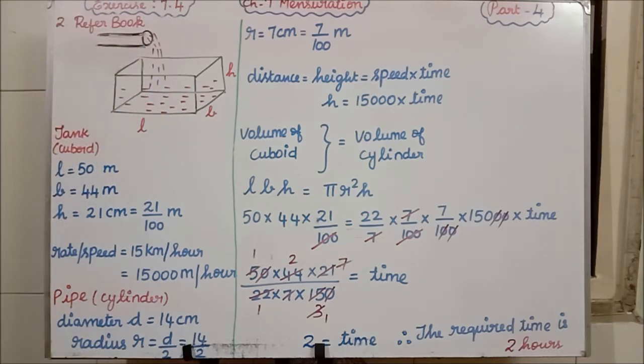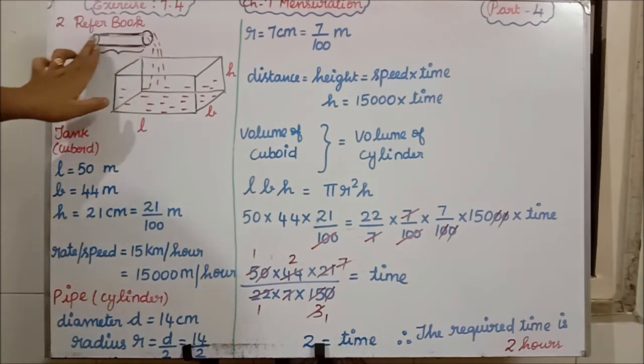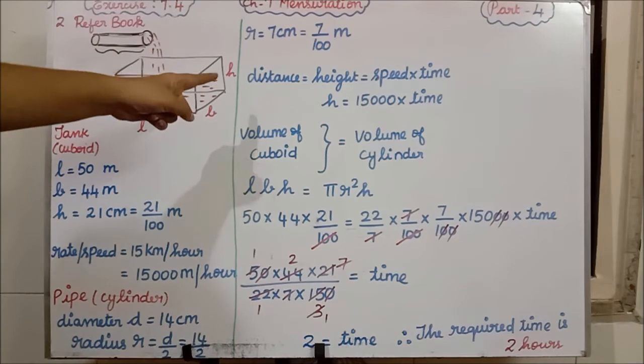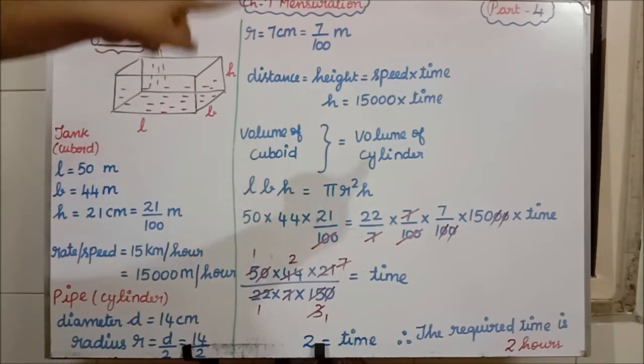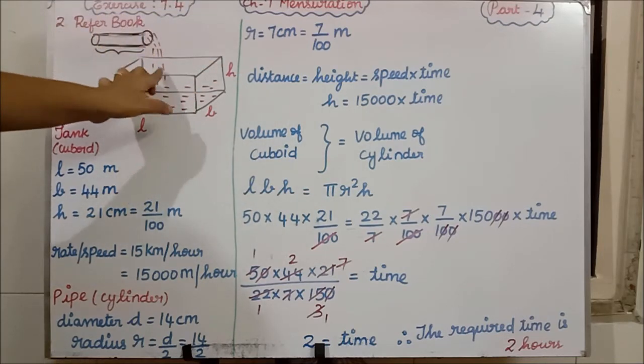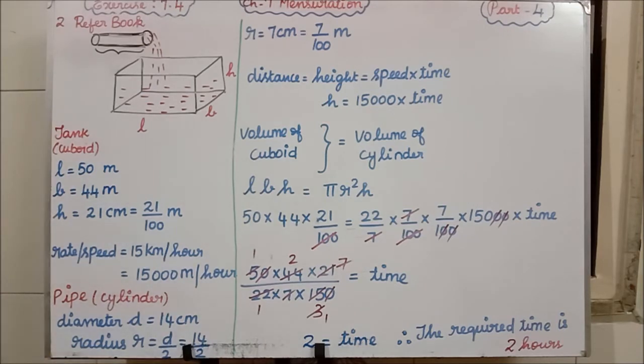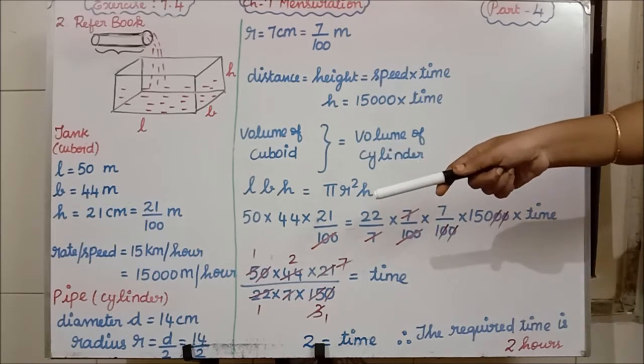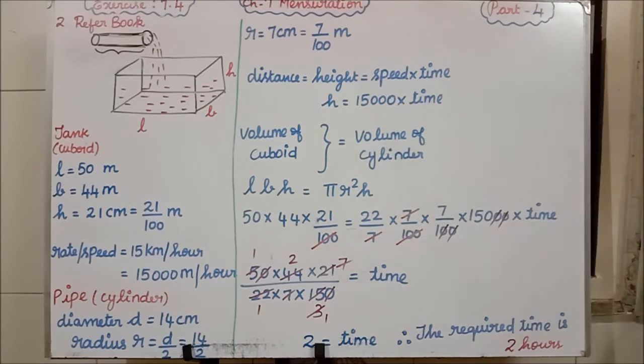Clear students what I am saying? What is the height? That is the distance. See here, what is the distance? That is the height also here. So I am going to apply the distance formula here. Distance equal to height. What is the distance? That is the height of the pipe also. They have given the speed, so we are using the distance formula. We all know the distance formula is speed into time, isn't it? Speed, what we have written there, 15,000 meter per hour, isn't it?